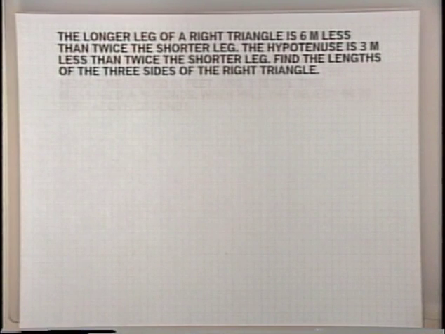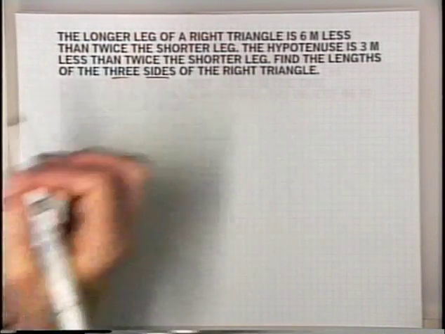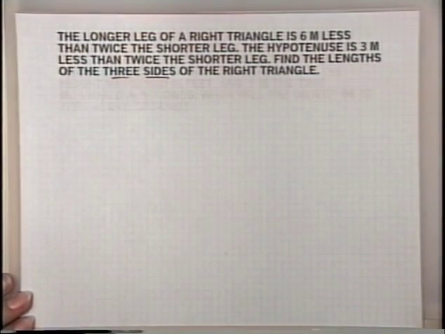The longer leg of a right triangle is 6 meters less than twice the shorter leg. The hypotenuse is 3 meters less than twice the shorter leg. Find the lengths of the 3 sides of the right triangle. We're looking for the lengths of all 3 sides of our right triangle.